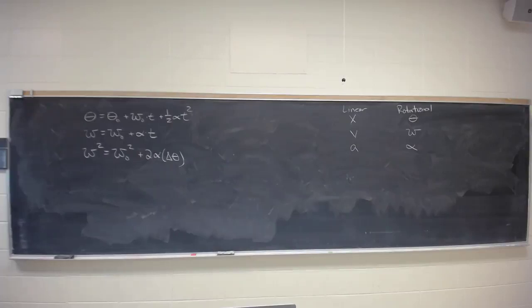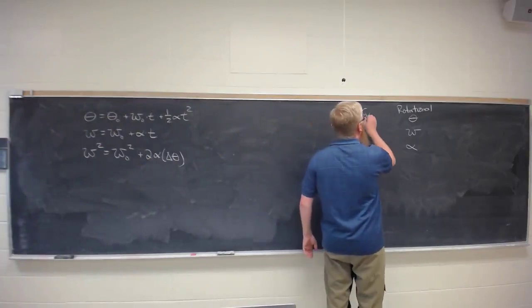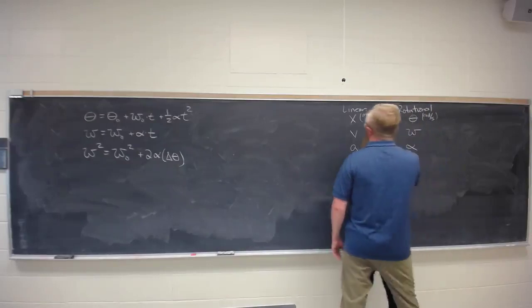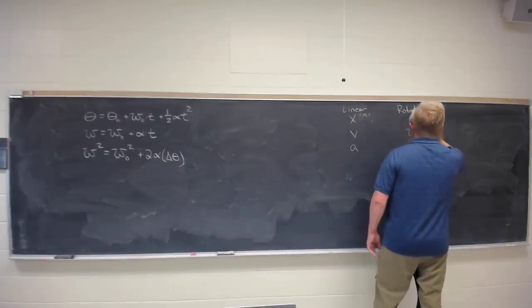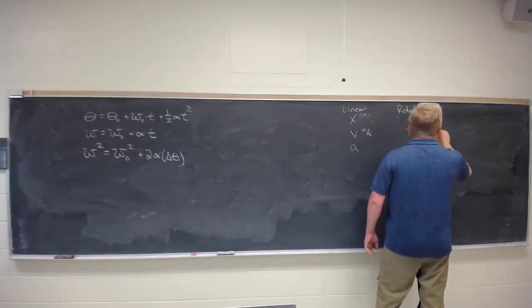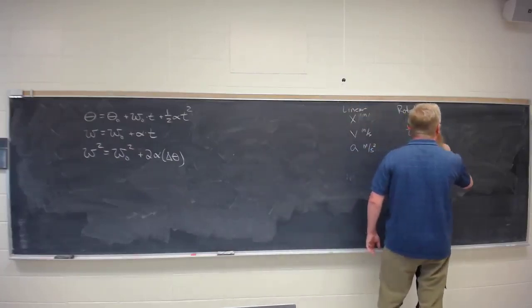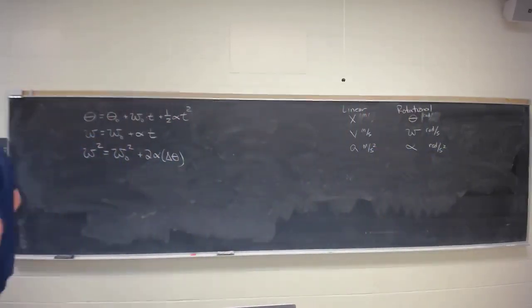Units: for x, the units are meters, and for theta, the units are radians. Sorry, meters and radians, and meters per second and radians per second. Acceleration is meters per second squared, and for angular acceleration, radians per second squared, and so on. How a radian relates to a degree, you should know that.